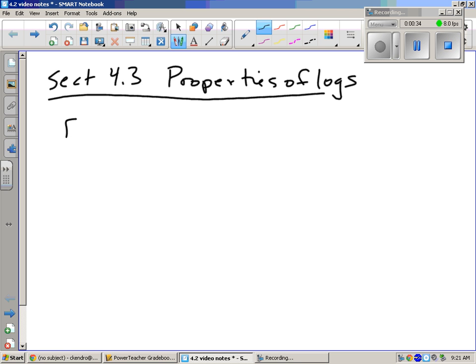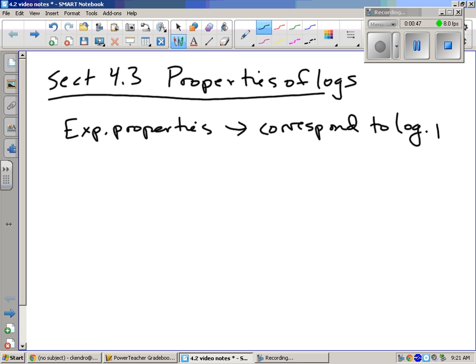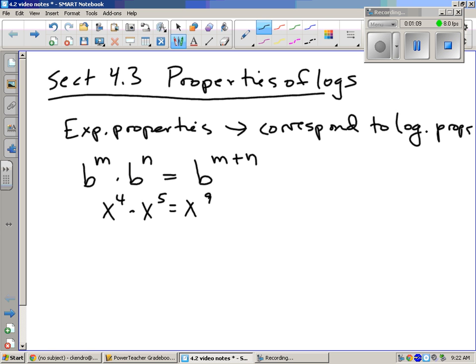All right, exponential properties correspond to log properties. So they're similar, so log props. They're very similar. So let's look at exponential here. If I have b to the m times b to the n, we know that becomes b to the m plus n. So for example, if I have x to the 4 times x to the 5th, that becomes x to the 9th. We'll call that property number 1.